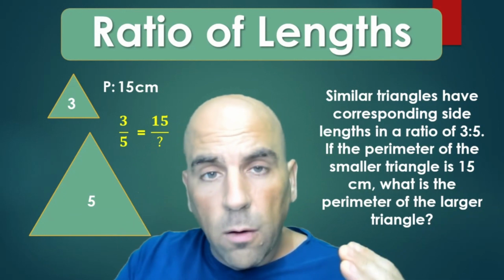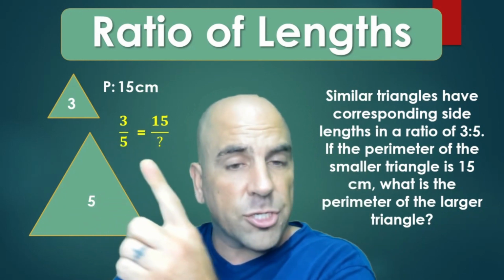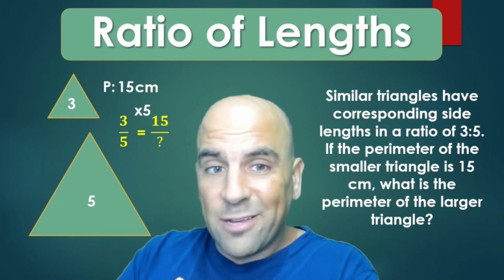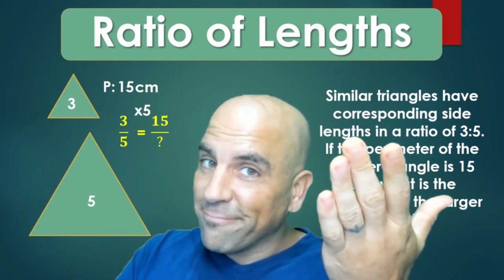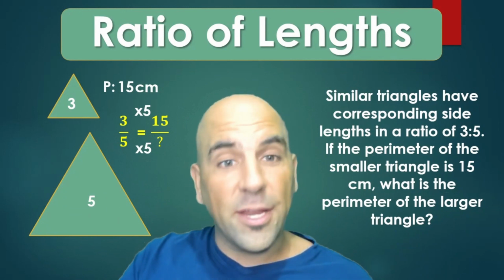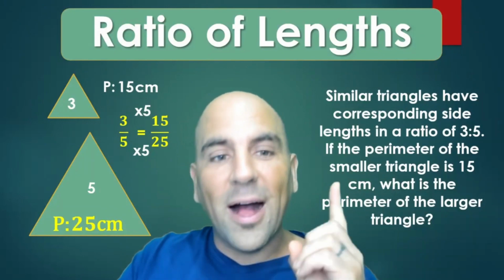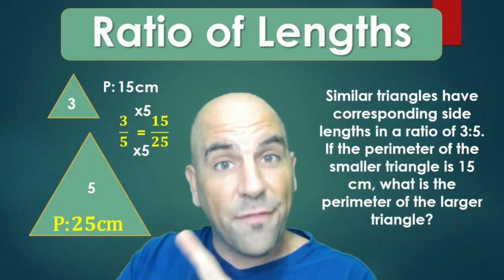So now I'm just changing forms of the same ratio or fraction. So how do I get from 3 to 15? I multiplied by 5. What do I have to do to the denominator? Multiply by 5, and you're left with 25. The perimeter of that triangle is 25 centimeters.